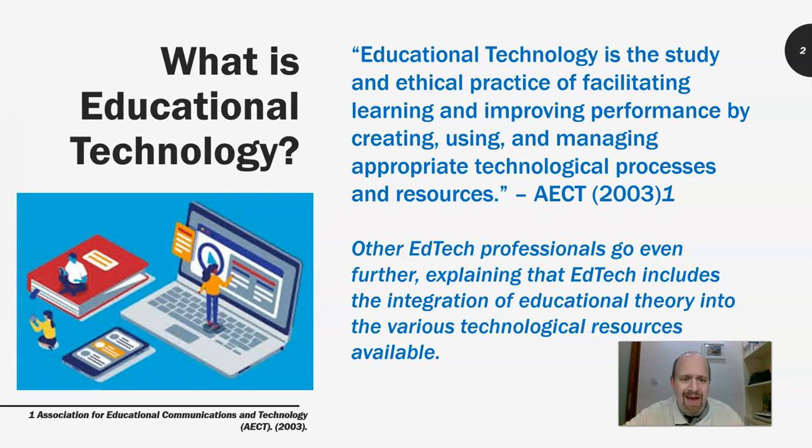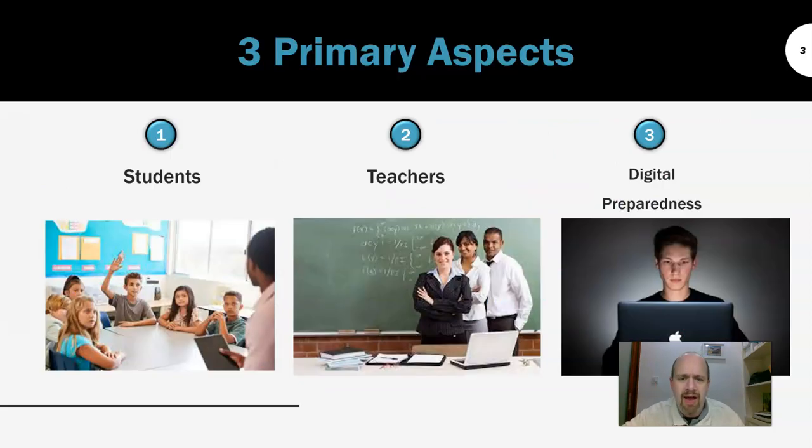Another aspect that is often added to this is the fact that it is integrated with educational theory. Educational theory defines how educational technology is used, and then vice versa. Educational technology is evolving, and with it, educational theory will also evolve. There are three primary aspects that educational technology can influence: students, teachers, and a third category I added, related to some additional requirements for users of educational technology and being prepared.